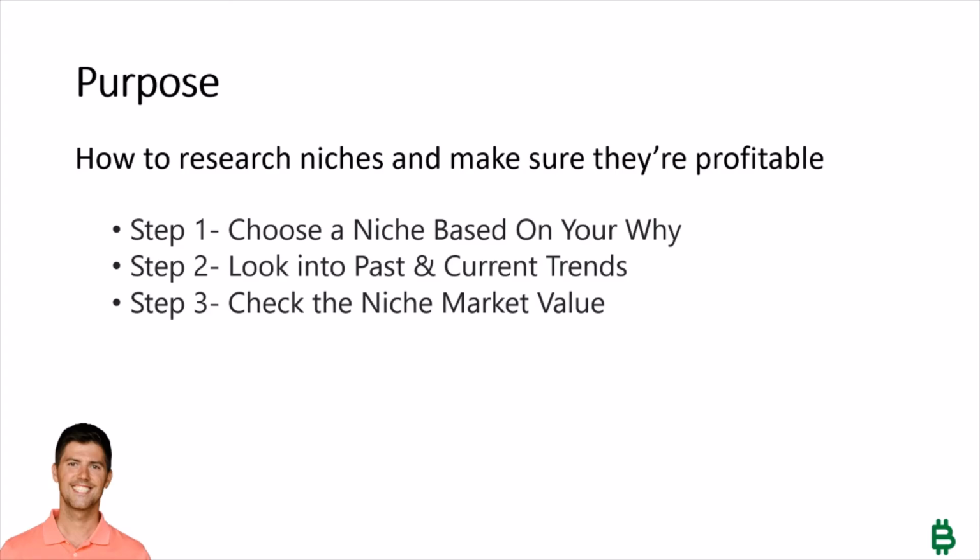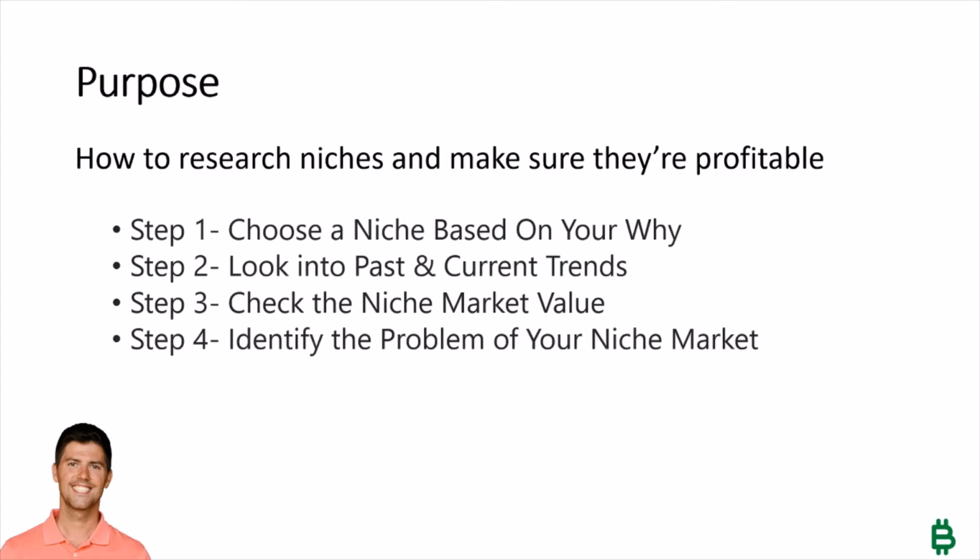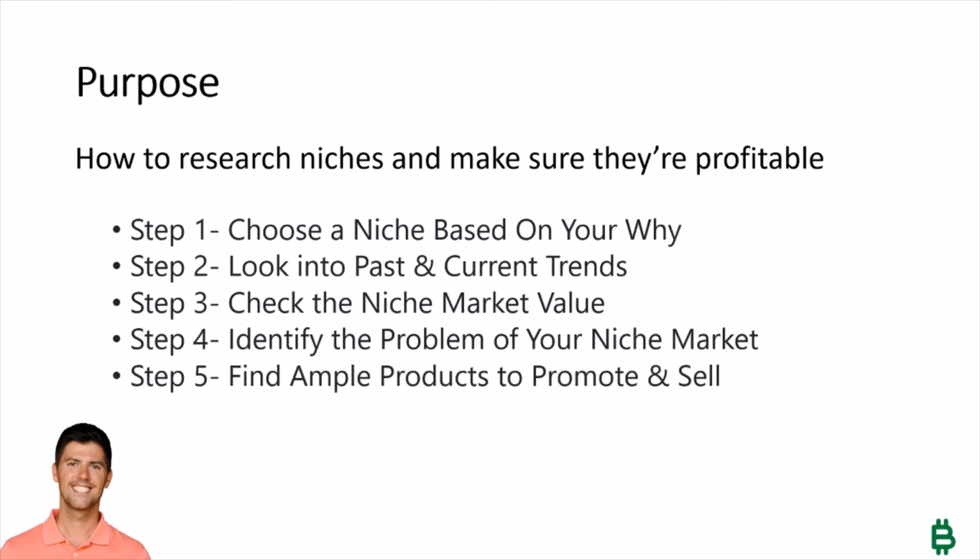Going back to our slide deck, step 4 is identifying the problem within your niche. We're so targeted with our sub niche that we've already identified this problem, which is anxiety in dogs. And we've also found ample products to promote and sell. We did step 4 and 5 on that last go around, when we were looking at Amazon and Google. We found our problem.